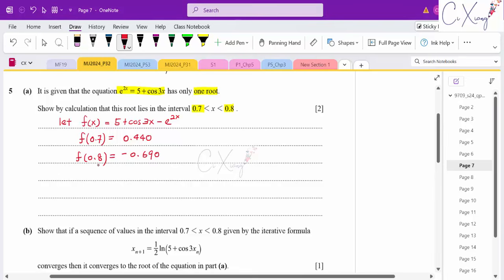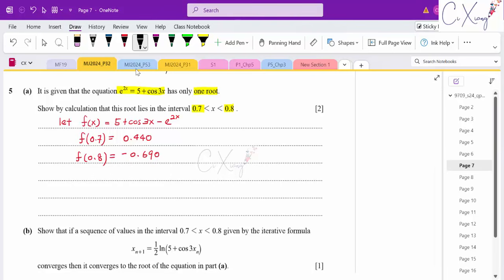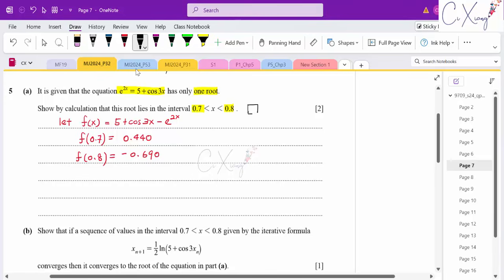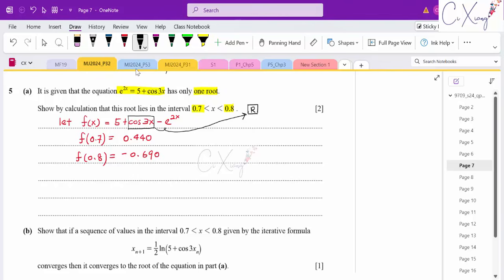If let's say you're not able to get the answer as I shown here, please make sure that you double check your calculator whether it is in radian mode or not. The reason is that in our calculation for this part, we have something involving trigo, which is cos 3x. For cos 3x, all the values that we substitute here should be in radian. Therefore, our calculator should be in radian mode as well.